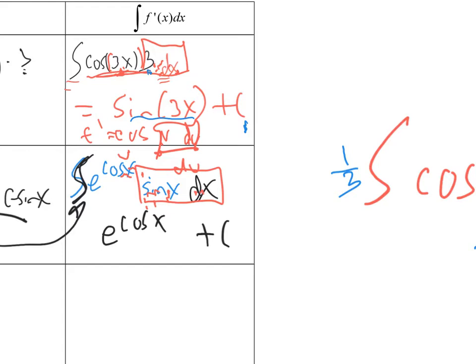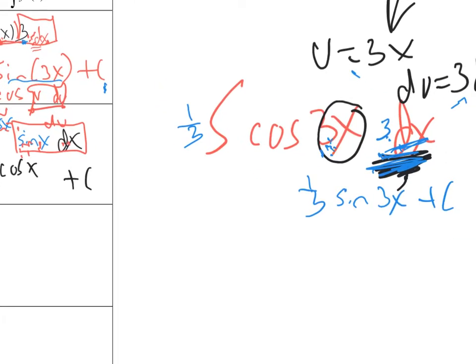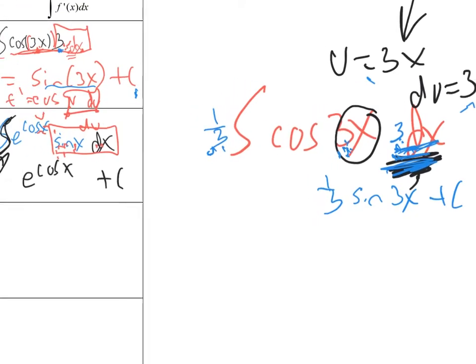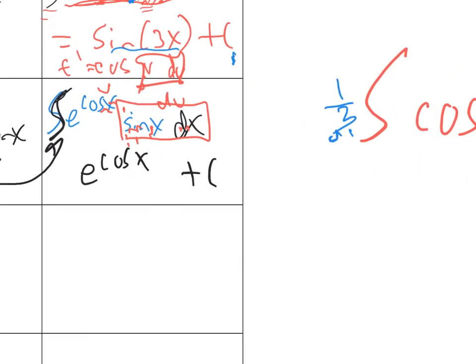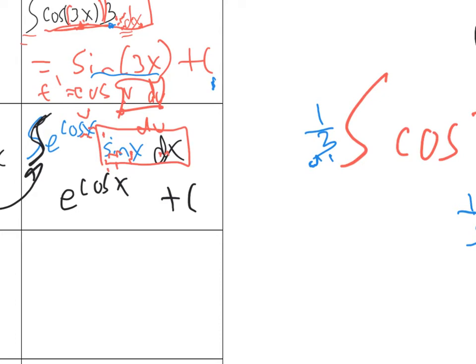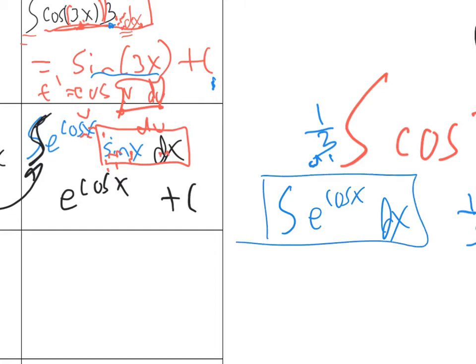Because I already had the 3 built in. This one did not have the 3 built in, so I added it and I canceled it out over here because 1/3 times 3 is 1. It doesn't change the problem. It's the same thing with the second problem I did. If all I had given you was integrate e to the cosine of x dx, you could not have done this problem by hand.